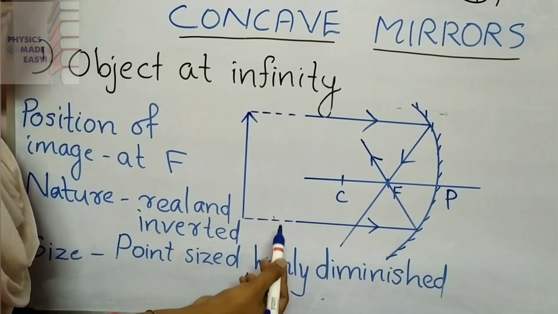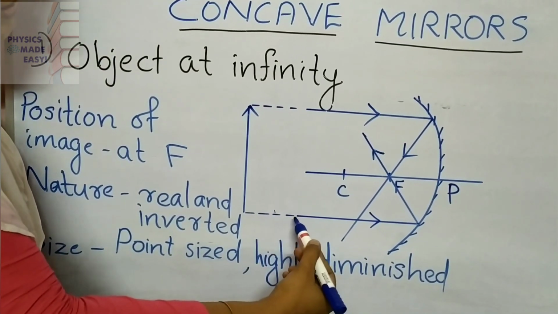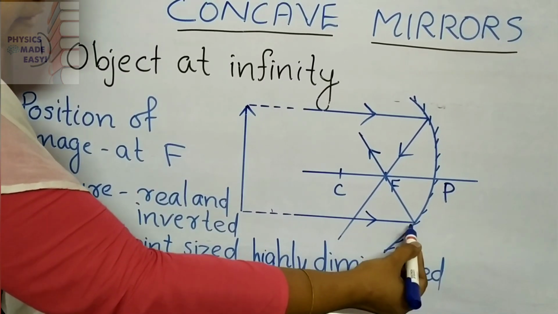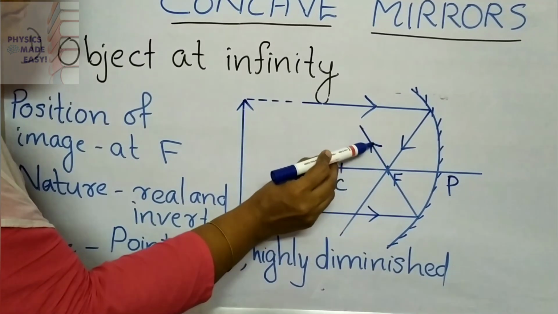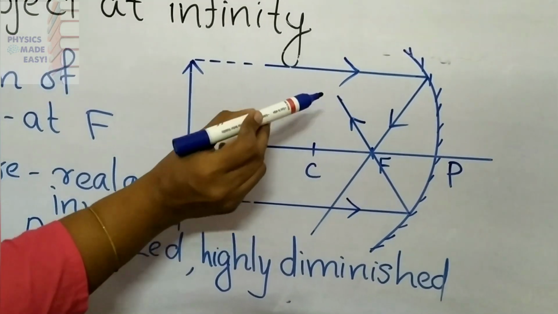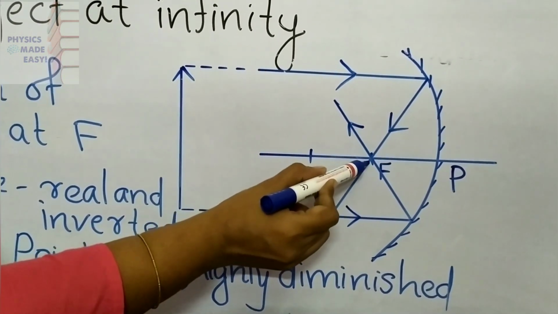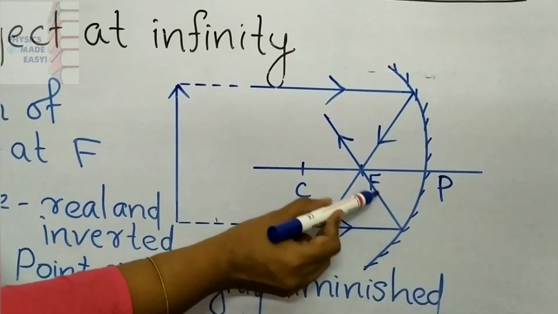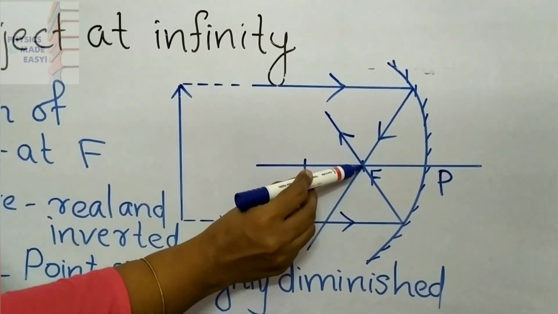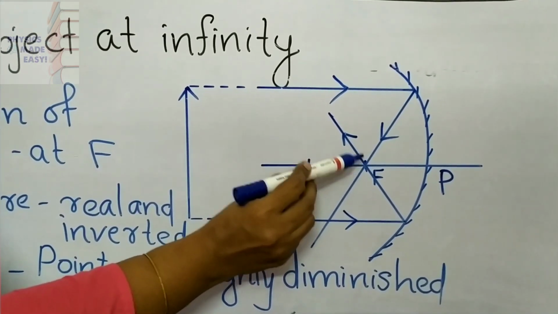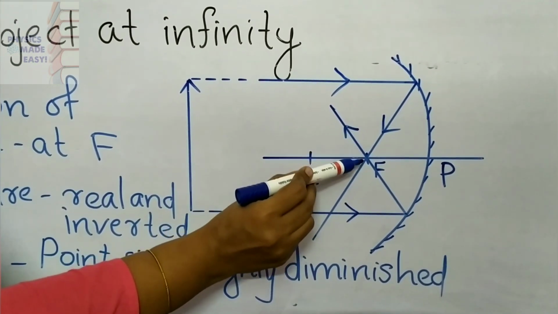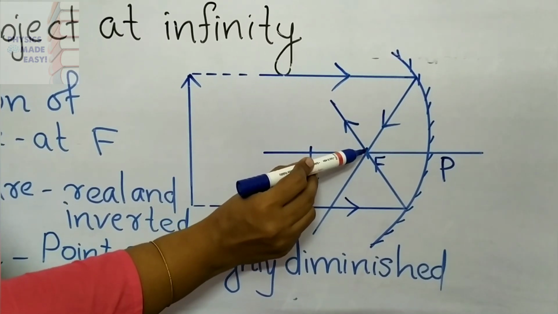Another ray, the same kind of ray which is parallel to the principal axis. After reflection, you can see that is passing through the principal focus. Here you can see that two reflected rays are intersecting at the principal focus. What do you mean by that? In this case, at this point, you are getting the image.